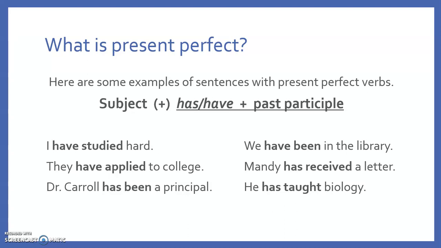Dr. Carroll has been a principal. Dr. Carroll is the subject. Has is in third person singular. It agrees with the subject, Dr. Carroll. And been is the past participle form of be. We have been in the library. Mandy has received a letter. He has taught biology.